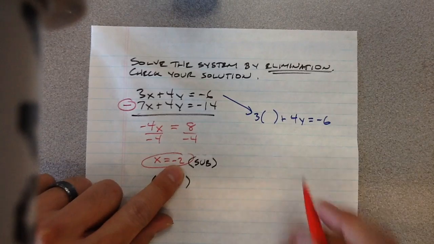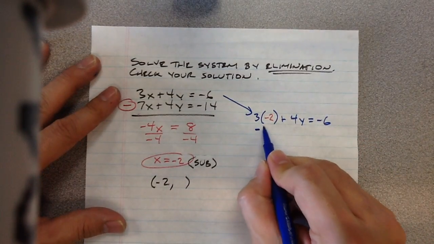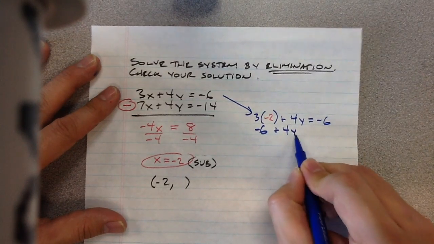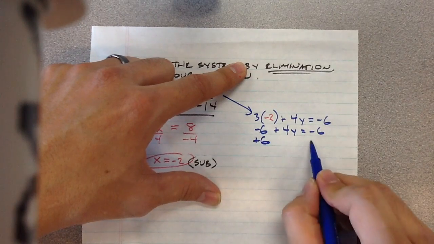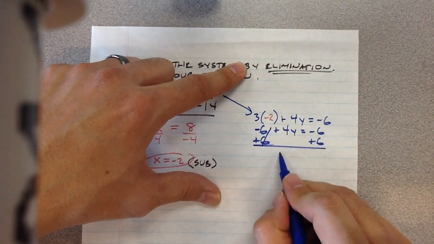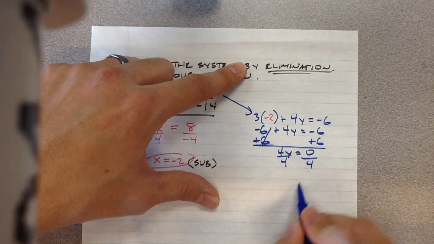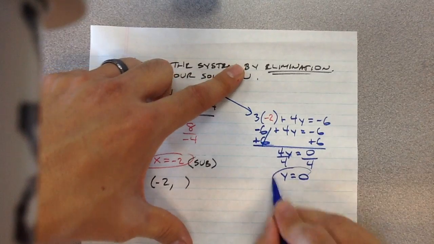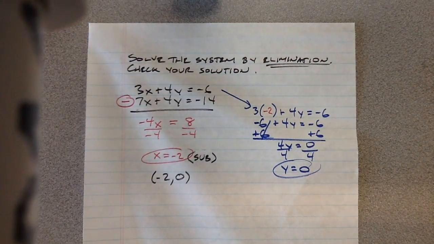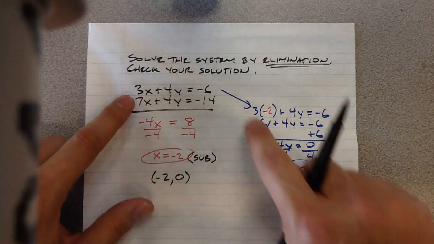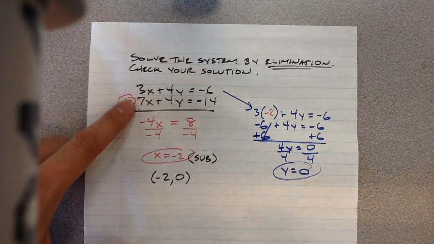And in place of x, we're going to put in negative 2. 3 times negative 2 is negative 6. Start solving the equation. Get rid of the negative 6 by adding 6 to both sides. 4y equals 0. So if I divide both sides by 4, y equals 0. All right, so there's the other half of my answer, that y should be 0. It's the one xy pair that should work for both the original equations. It's the one place where these two lines on a graph should cross.